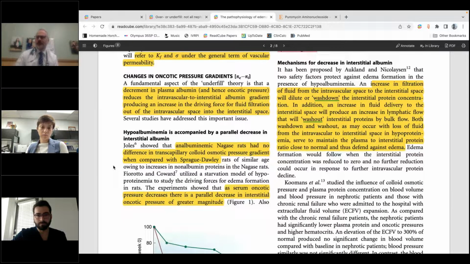Yes, I didn't understand very well how hyperglycemia can increase the conductance of the filtration membrane.